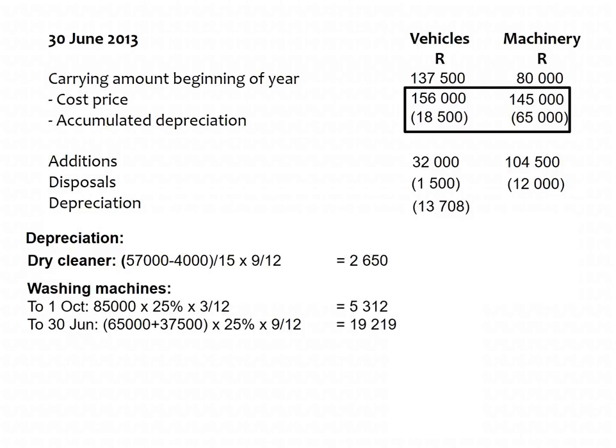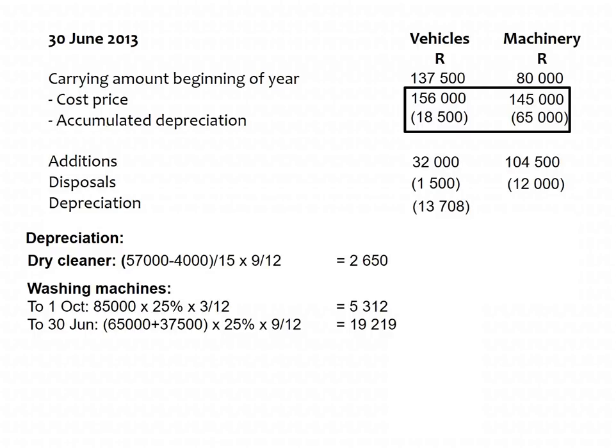We also need to calculate the depreciation on our washing machines. We had 85,000 rand worth of washing machines from the 1st of July till the 1st of October. To calculate that, it is 85,000 times our depreciation rate of 25% for 3 months, July, August and September. That gives us depreciation of 5,312.